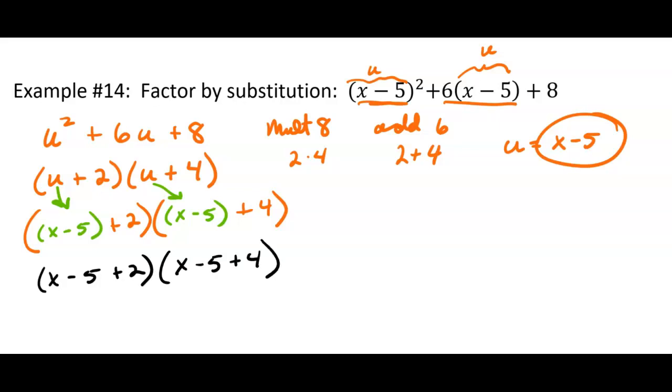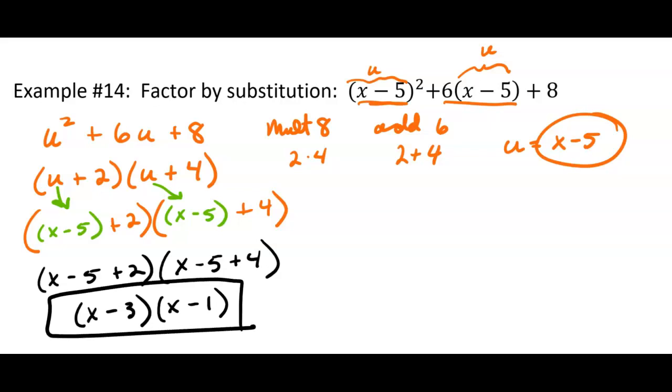But those could be simplified because I can add negative 5 and 2, and I can add negative 5 and 4. So I'm going to simplify this first one into x minus 3, right? Negative 5 and 2 is negative 3. And then the other one's going to be x minus 1. And then we're done. It's factored. So a little bit more to do there, but fun, you know.